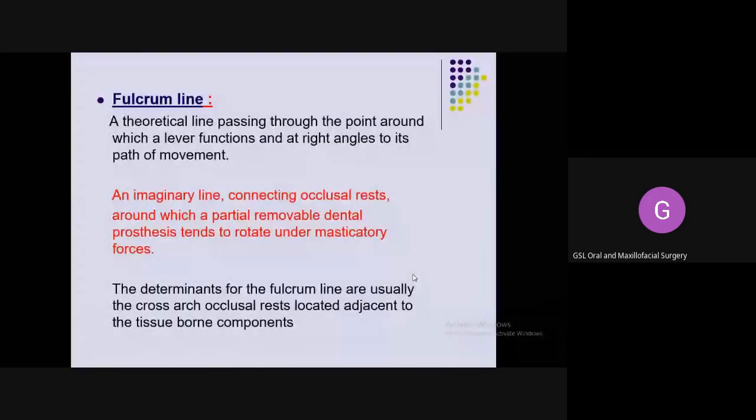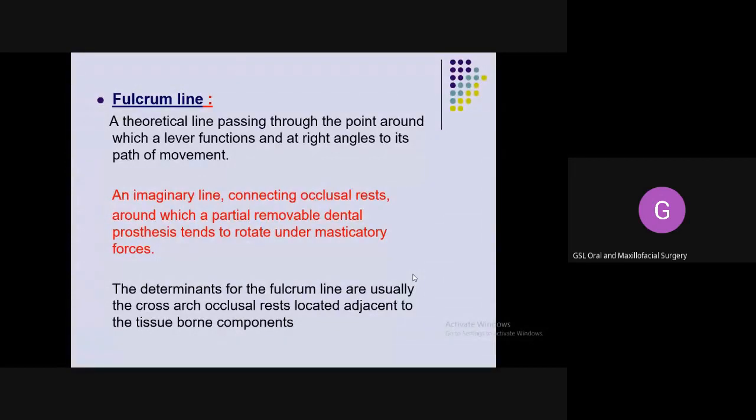So I will give a brief introduction about the fulcrum lines and the levers. In the previous class on RPD designing, principles of RPD designing, I discussed all the levers, class 1 lever, class 2 lever, and the possible stress factors that affect the removable partial dentures. So in brief, I will tell about this concept.